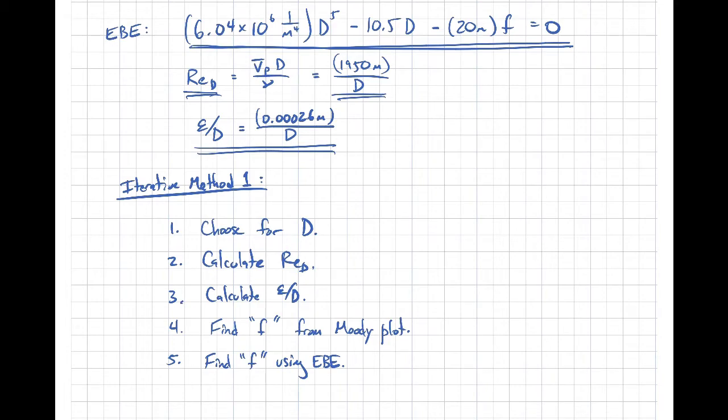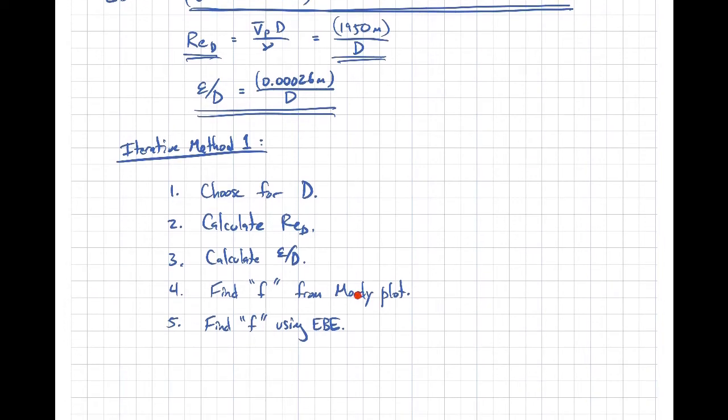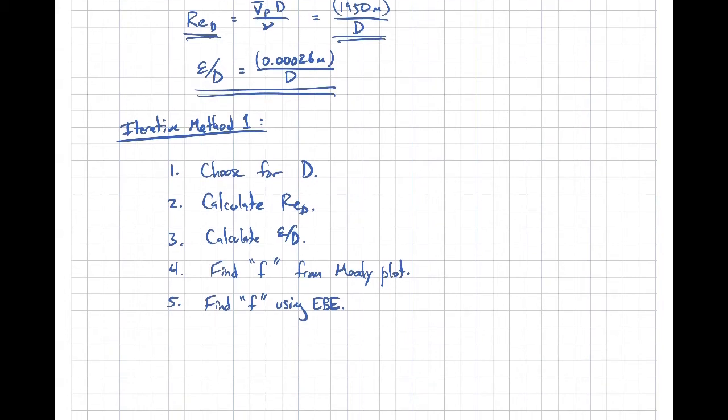Because remember, in step 1, I chose a value for the diameter, so it's pretty simple to solve this for the friction factor. So now I have two different values for my friction factor, one from the Moody plot and one from the extended Bernoulli equation. So step 6 is: is the friction factor from step 4 equal to the friction factor from step 5? If the answer is yes, then I'm done, which would be nice, right? That means everything is consistent and I'm finished.